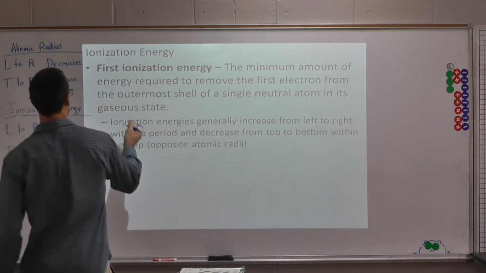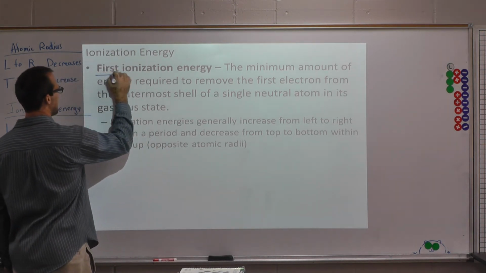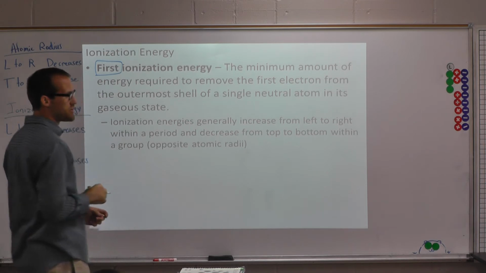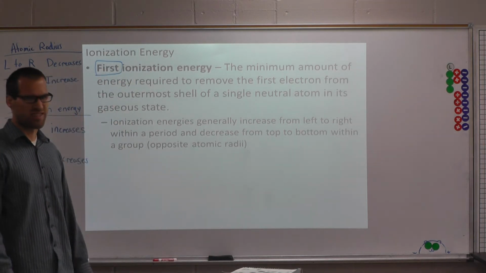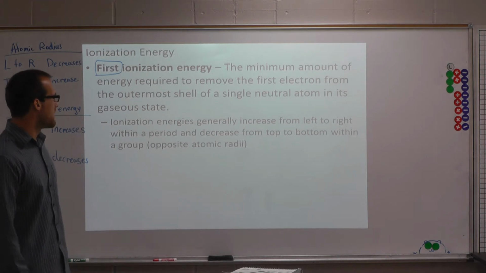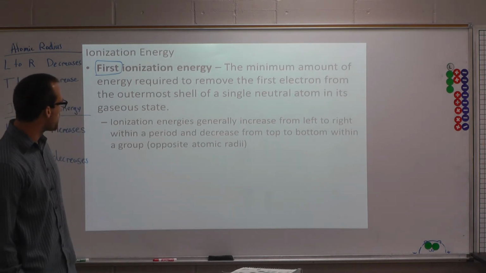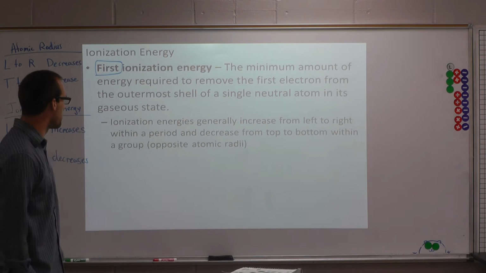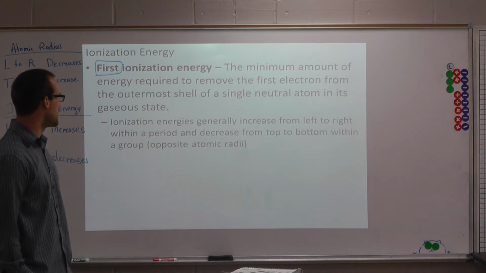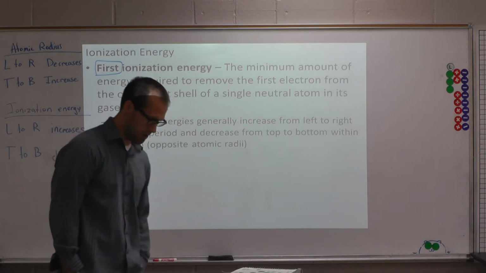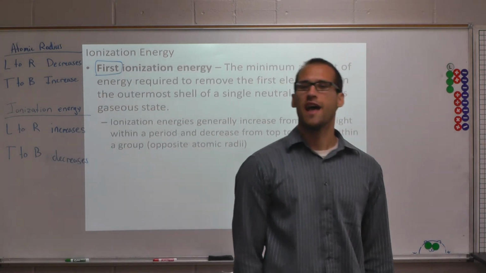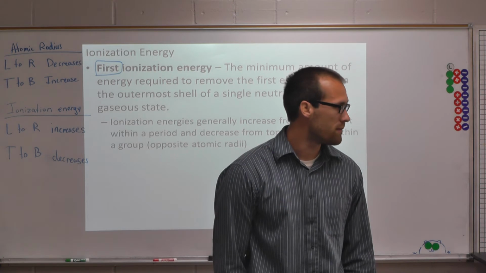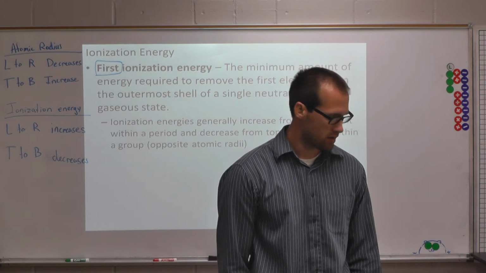So here's the definition of your first ionization energy. Now there is a second, third, fourth, and so forth, but you won't study that unless you take advanced chemistry, because we're just going to talk about the first one. It says the minimum amount of energy required to remove an electron from its outermost energy level. So it's essentially how much energy is required to remove a valence electron, the first one. Does that make sense?